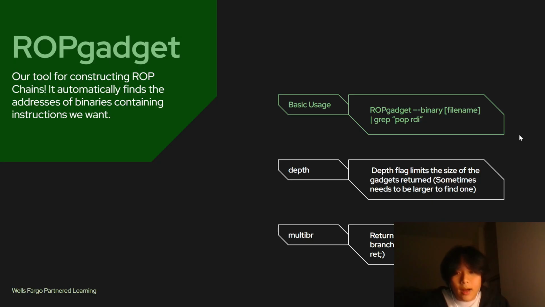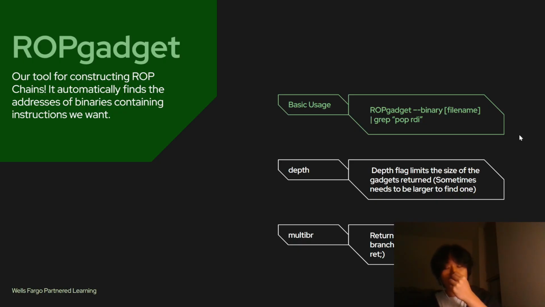All right. And so, just like we had for the first demo, we're going to have another useful tool to help us along with this demo. And this one's called ROP Gadget. And this is the de facto tool for constructing ROP chains. And how it works is it will automatically help us find the addresses of blocks of assembly code, or binaries, I guess, containing the instructions that we want.